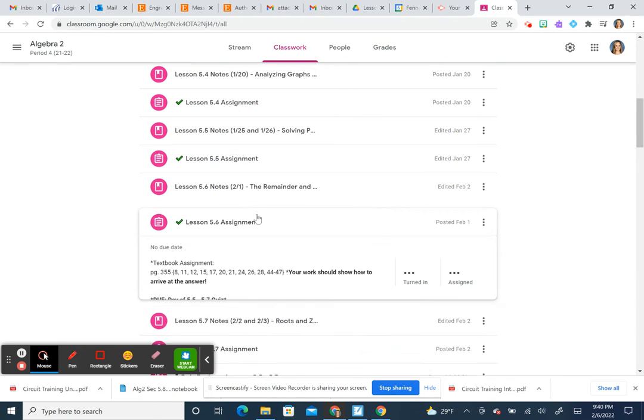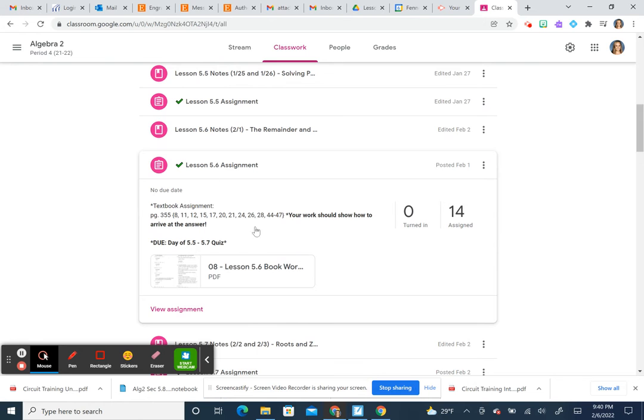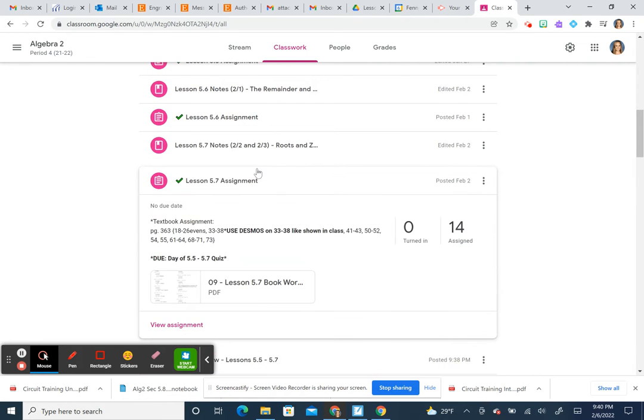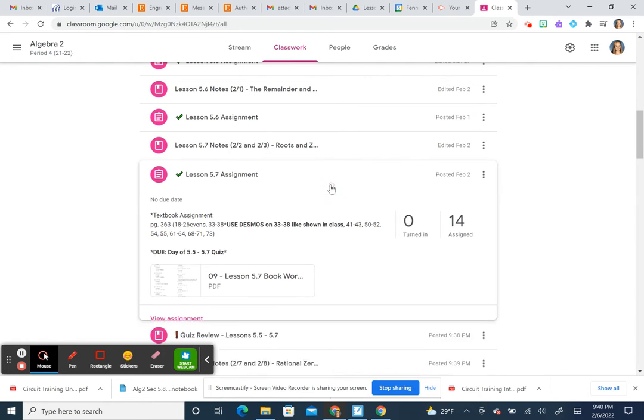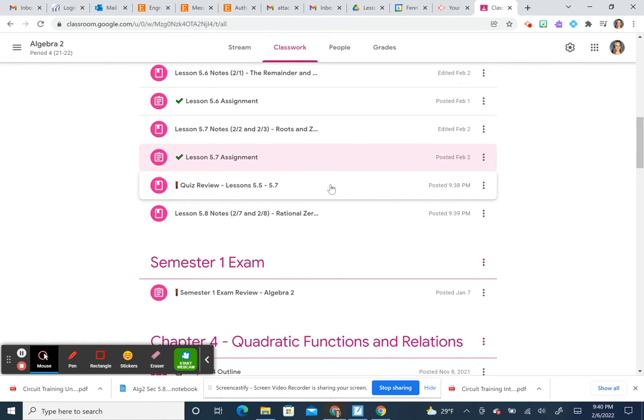And then it's also going to be a big chunk over 5.6. So make sure you have this textbook assignment done tomorrow. And then also 5.7. So make sure this assignment's done for tomorrow. And my sub on Thursday, I believe, told me that a lot of you had all your homework done during that class period. So it sounds like you guys are pretty caught up. So I expect everybody to have that ready to turn in tomorrow.